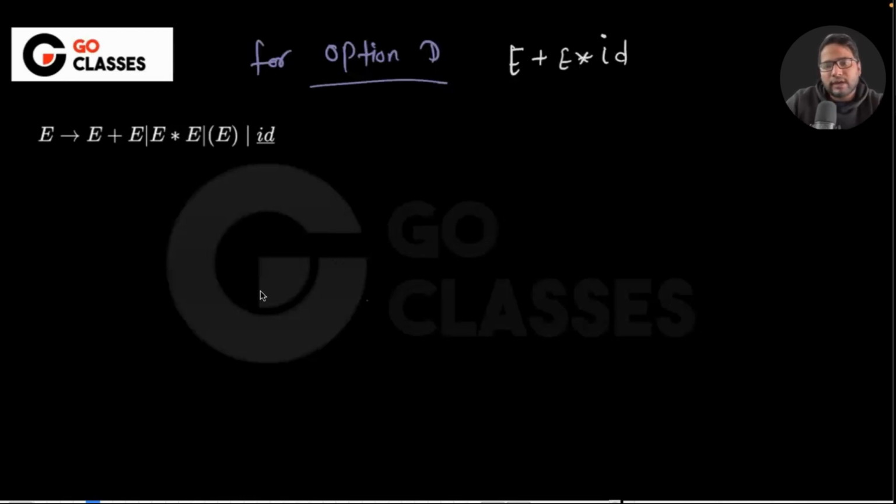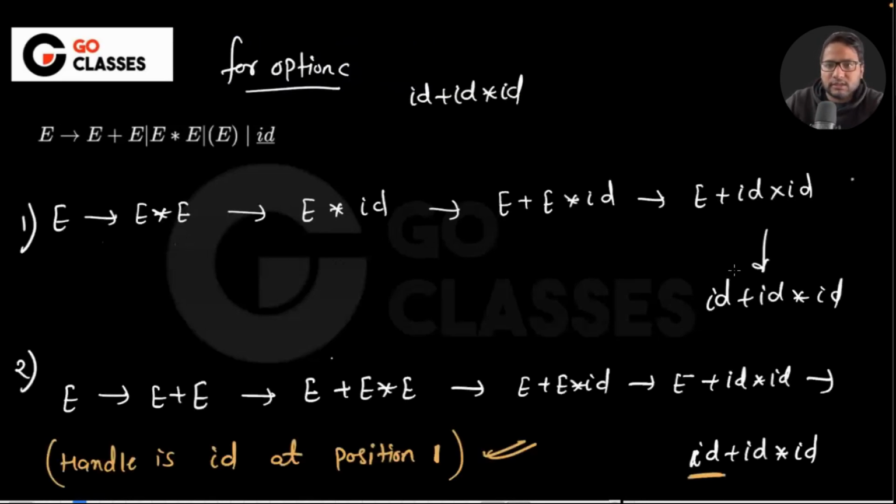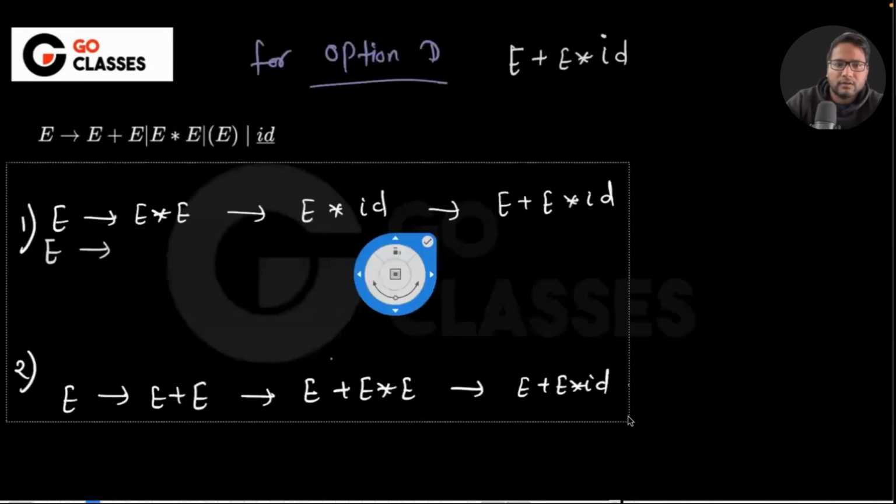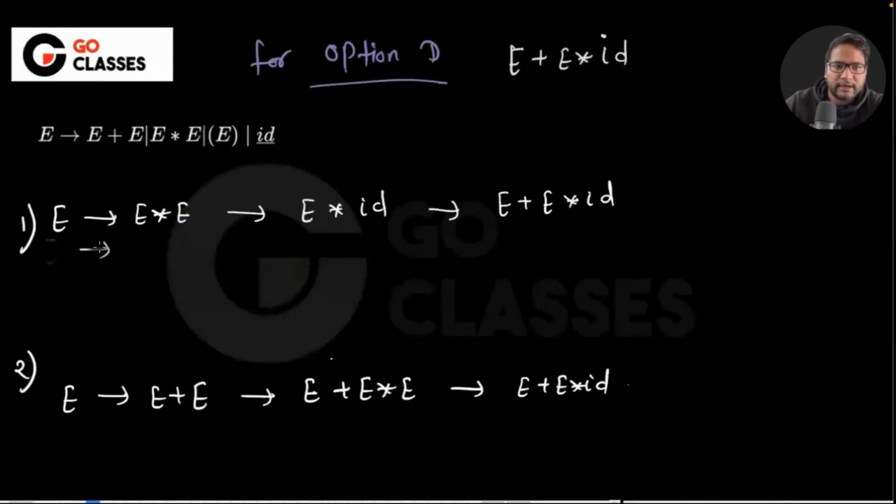So what should be the handle here? This E can go to, again, I think it is E plus E into ID, right? So this E plus E into ID we can generate in two ways. Let me copy both of the ways on the next page. Here we have already generated this E plus E into ID, so I'm directly copying it instead of regenerating and writing everything again. So this is E plus E into ID, E plus E into ID.